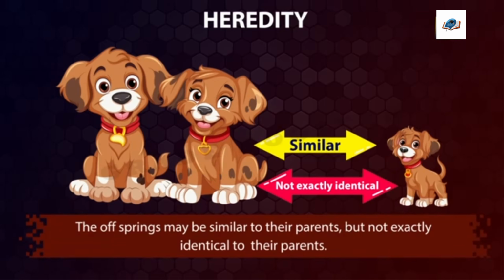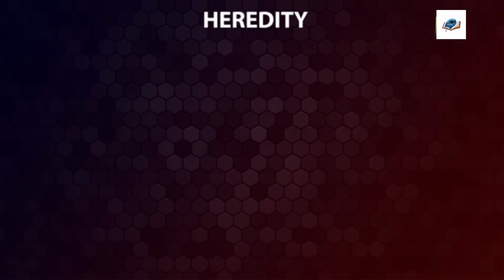The offsprings may be similar to their parents, but not exactly identical to their parents. That means there are certain differences among the parents and offsprings. These differences are called variations.